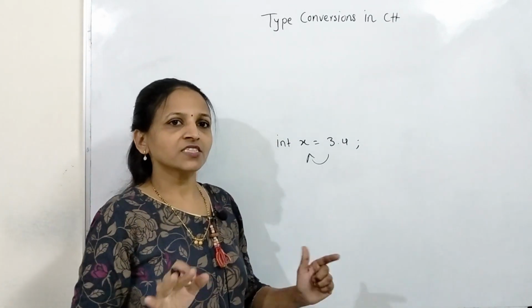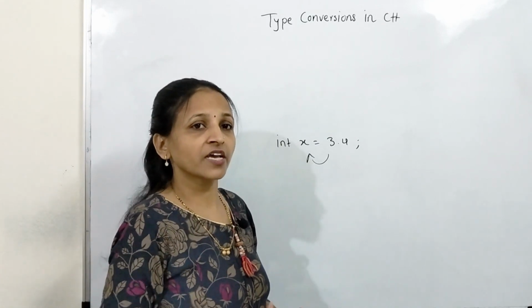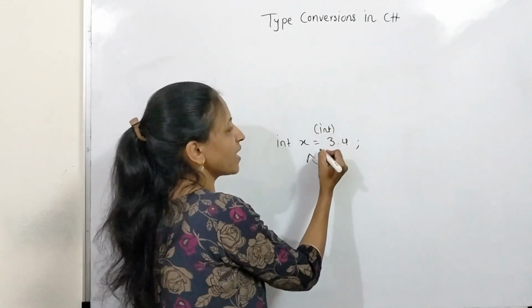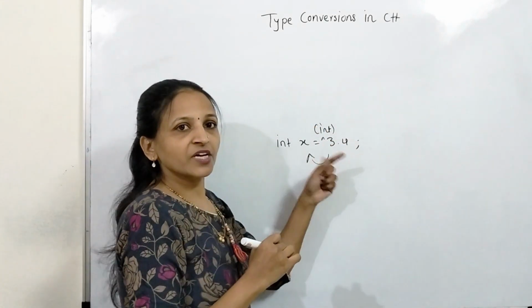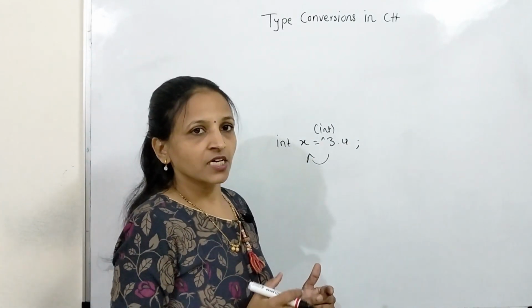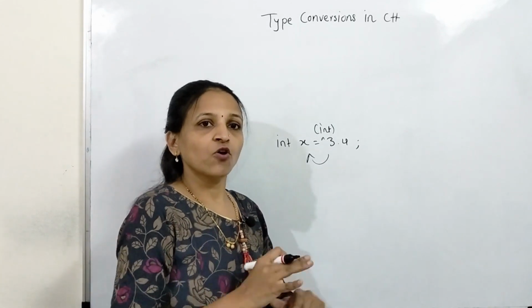That is always done very easily by the language itself, or we can also use explicit type conversion, like we can write int in brackets. Then it will be converted to integer and then stored inside x. This is explicit type conversion or typecasting. That part we have already covered.